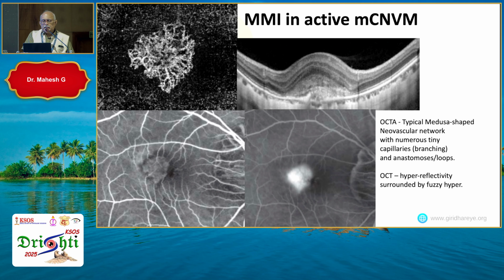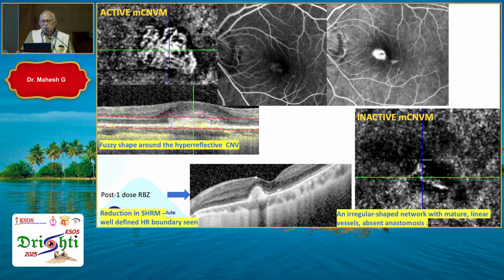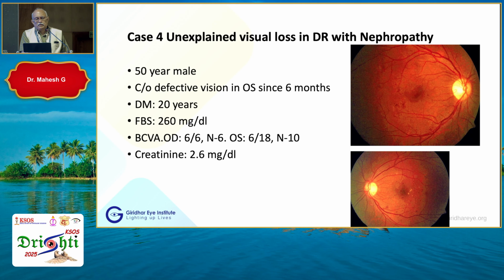So in active myopic CNVM and inactive myopic CNVM, OCTA is a very useful imaging tool. Active myopic CNVM is the top left and inactive myopic CNVM is the right side down. So this is very useful in follow-up.